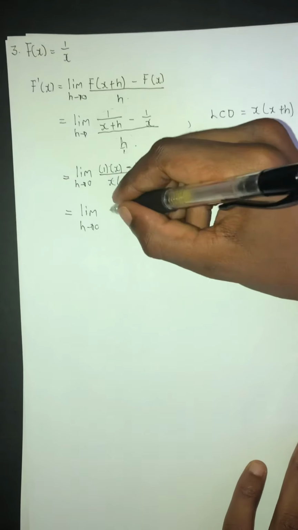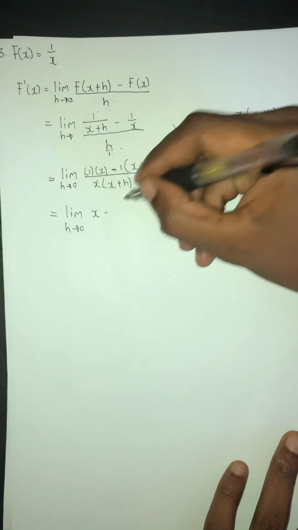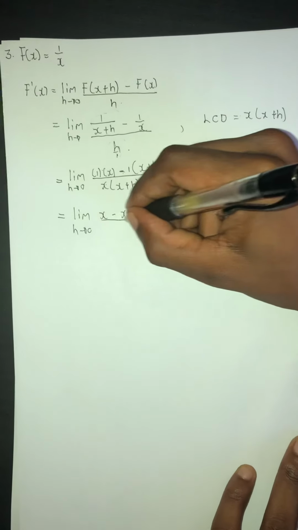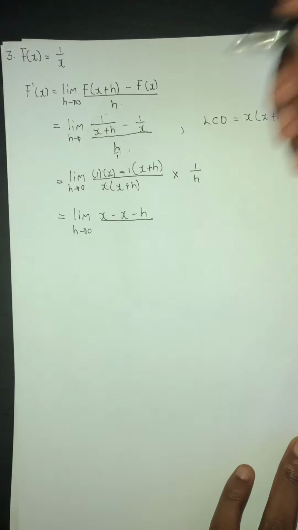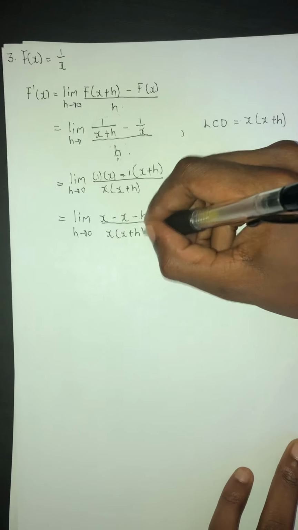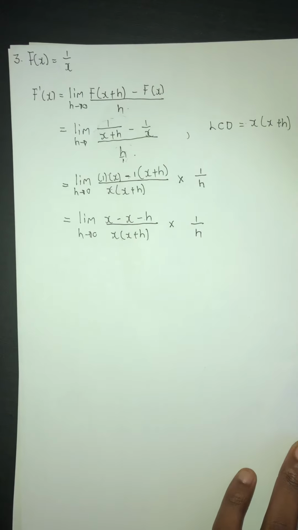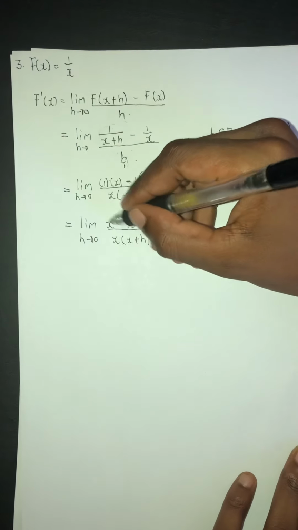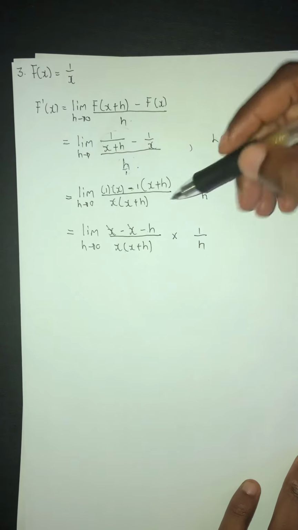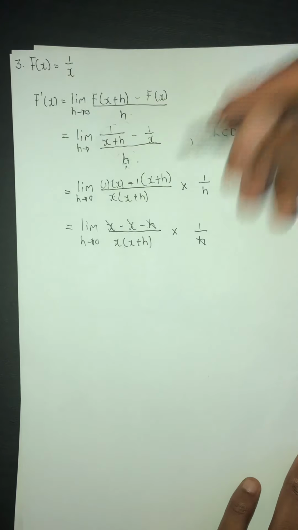If I break the brackets here, I will have x minus x minus h all over x, and then x plus h multiplied by 1 over h. This will cancel with this one, and then we are left with negative h only. So since this is a multiplication, I can say this cancels with that.